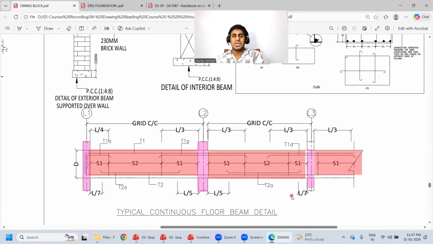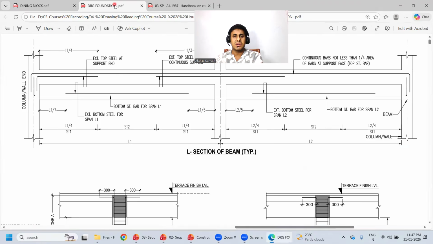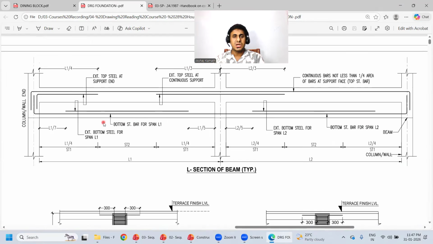So what is the meaning of this L by 3, L by 5 and all? We'll try to understand. This is one drawing. Along with that, I'll show you one more drawing and then we'll discuss it. Even here you can see, now you are able to understand a bit. Here he has written L1 by 4, here L1 by 3, here L2 by 3, again L1 by 5, L1 by 7 and all.